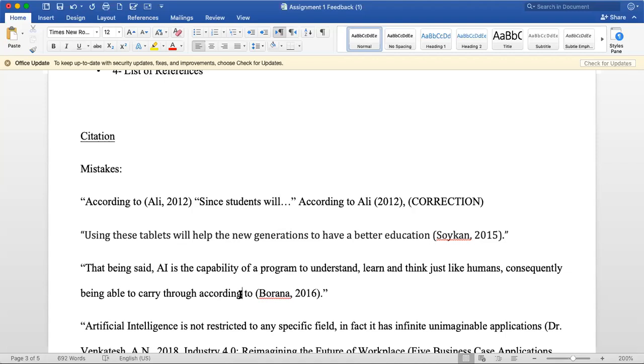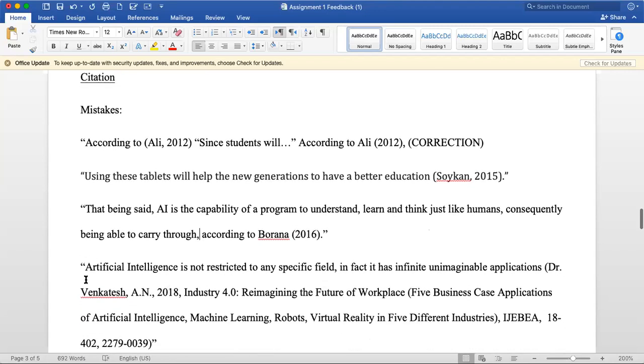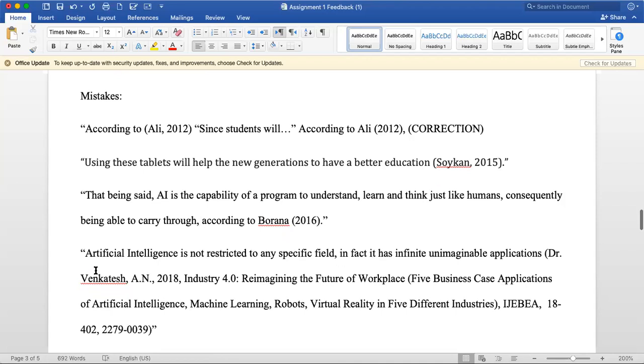So let's look at this one. Again, it's copied and pasted from your literature reviews. "That being said, AI is the capability of a program to understand, learn, and think just like humans, consequently being able to carry through according to..." Again, it is the same problem. According to should have Burana outside of the parenthesis, and we should have a comma here. Okay?